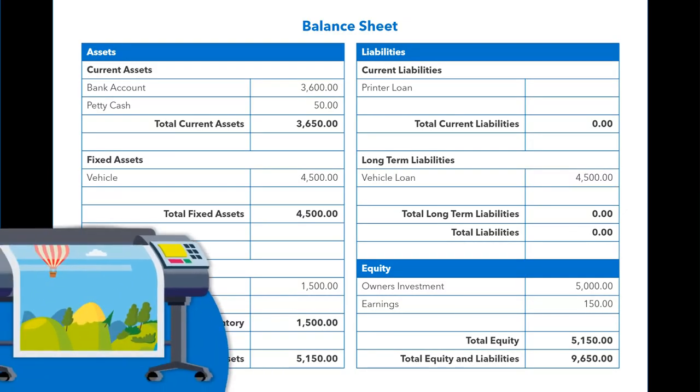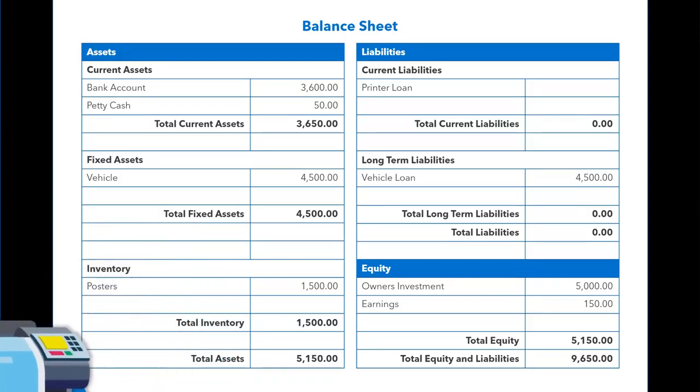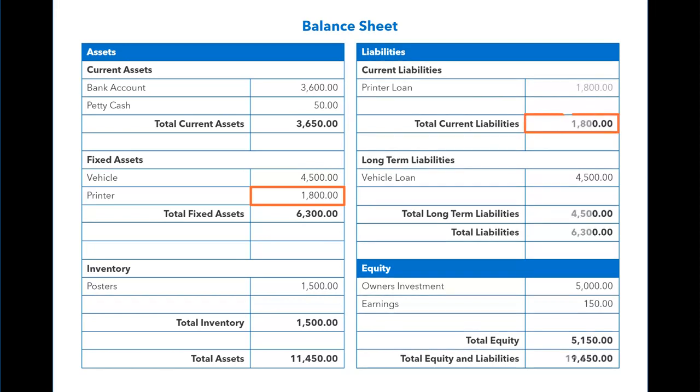Day 5. On this day, you buy a graphic printer for $1,800. You are able to open an account with the company, so you don't have to pay for it all right away. But you do have to pay in full by the end of the month. This increases your fixed assets by $1,800, but also adds $1,800 to your current liabilities, since it will need to be paid off within 12 months.